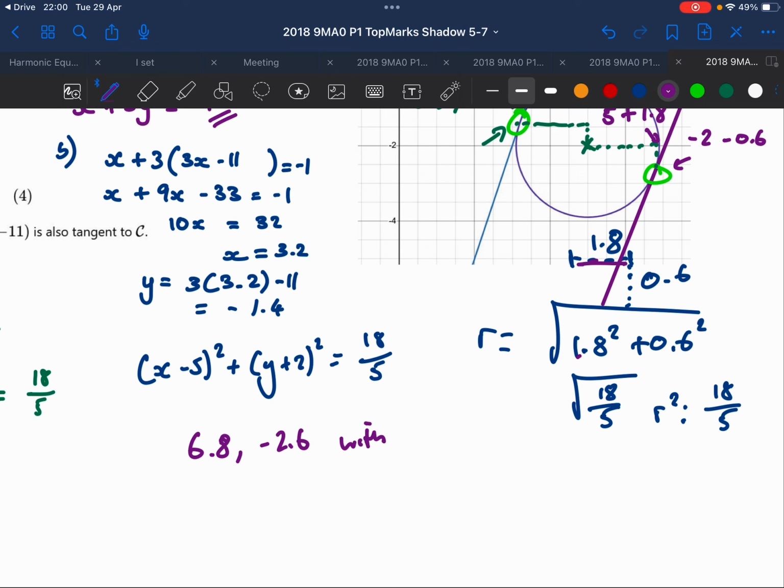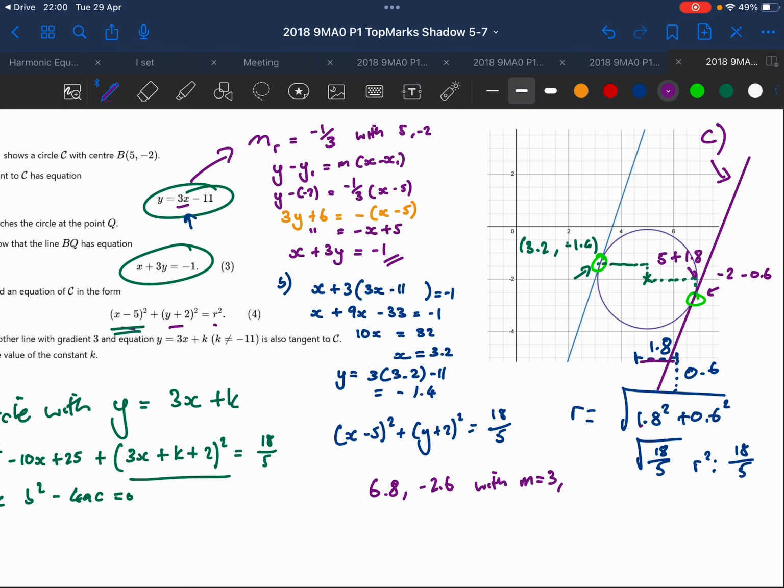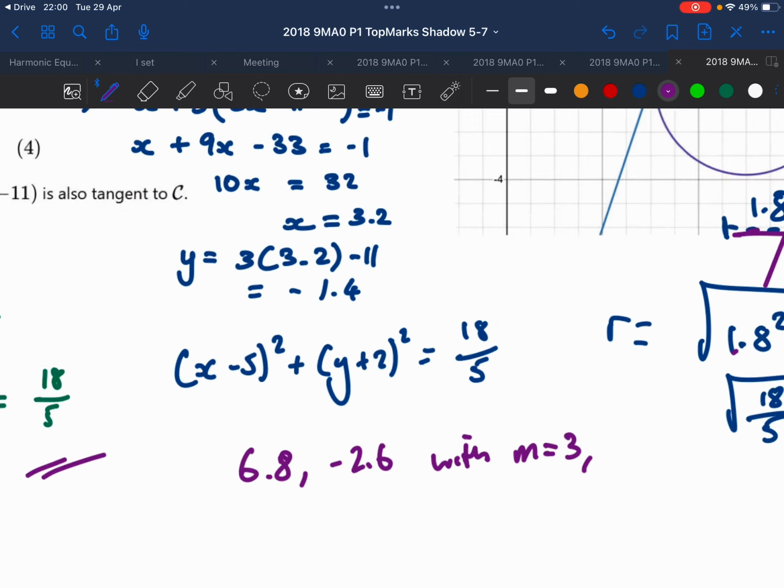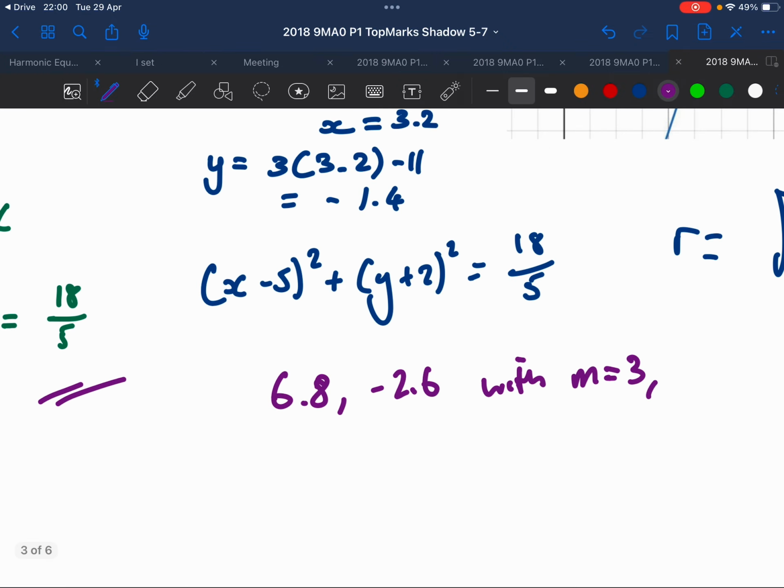And I'm going to use that with m as 3, because I think that's what I was told, isn't it? So let's try substituting that in now, because I think it will be a vastly superior way than this one. There are all kinds of ways to do this, but I think this makes the most sense in my opinion. So y − (−2.6) = 3(x − 6.8).